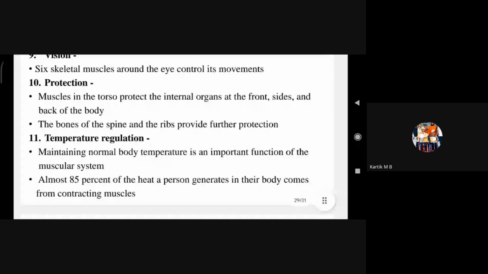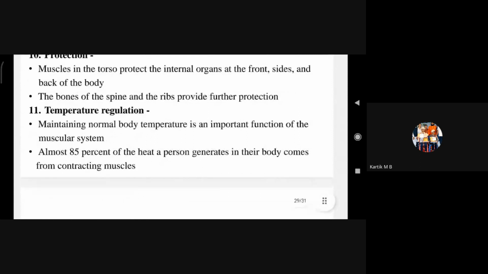So the main purpose of Sukshma Vyayam is to nurture our small muscles. Next is protection. Muscles in the torso protect the internal organs at the front, sides, and back of the body. Torso means the upper body from the waist, or from above the hip. So above the hip, all our internal organs are very vital organs, and these organs are being protected by outer skeletal muscles.